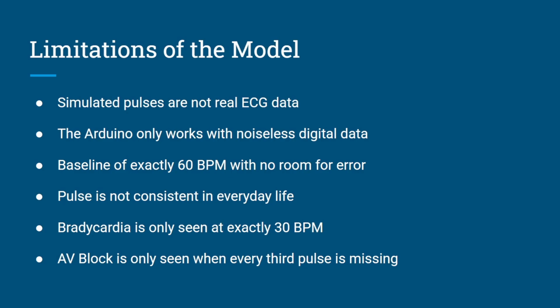Bradycardia in my model is only seen at exactly 30 BPM, which just isn't something that happens in real life. Bradycardia can vary a lot, so it's important to know that this model only sees that. And AV block in my model is only seen when every third pulse is missing, but a true AV block could be anything between third pulse missing, every two missing, or just a lot of other things going on. So that's another limitation of this current model.